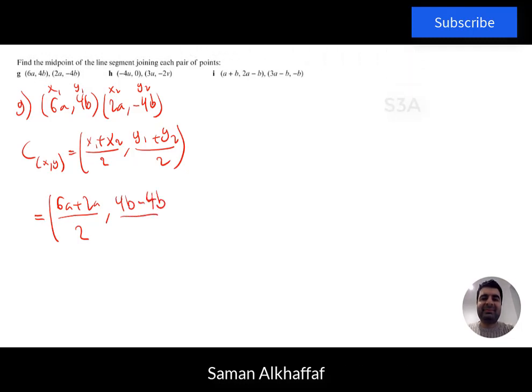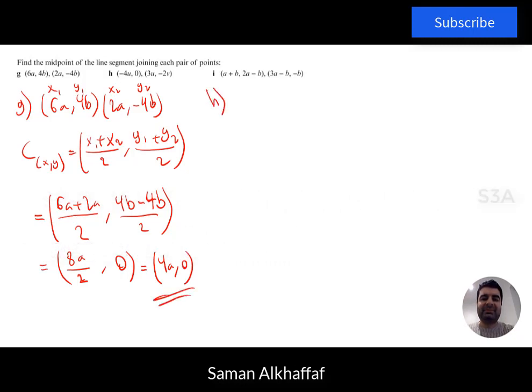4b over 2. So in this scenario, try to simplify these expressions, so that will give us 8a over 2. And we also have 0 over 2, so that will give us 0. And in this scenario, that will be simplified to 4a and 0, which is our answer.